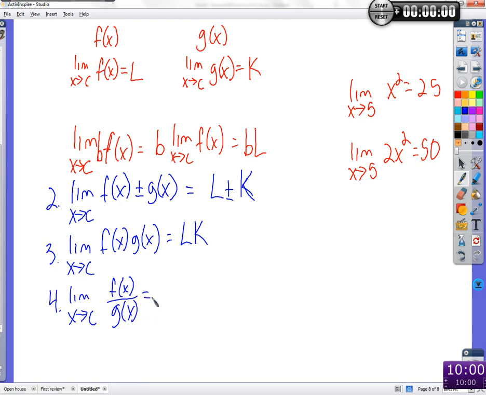What's that going to be? L divided by K. We have to put a condition on this, though. That K does not equal zero, as long as K isn't zero, such that K is not equal to zero.